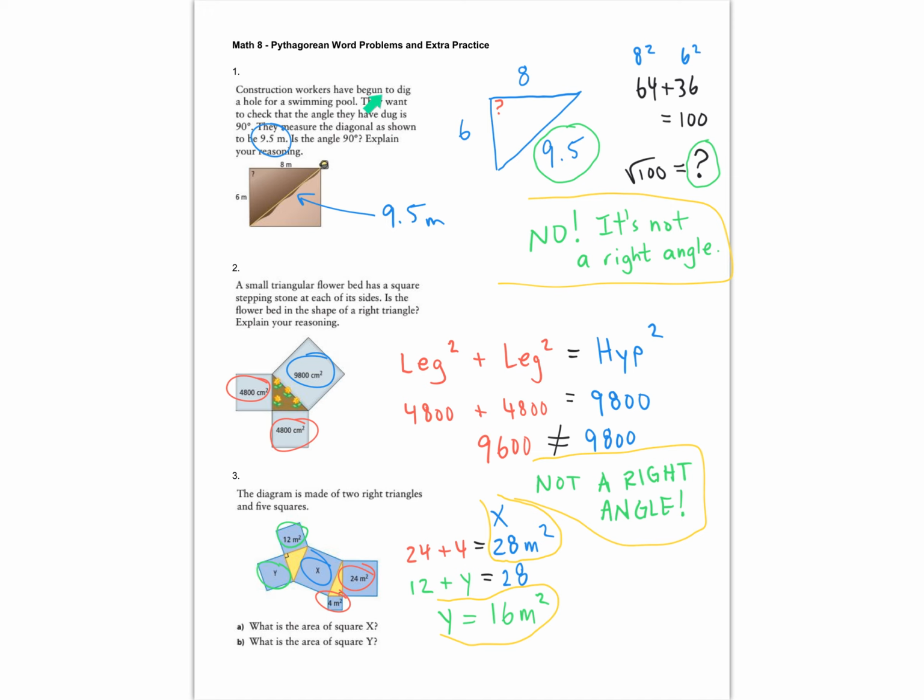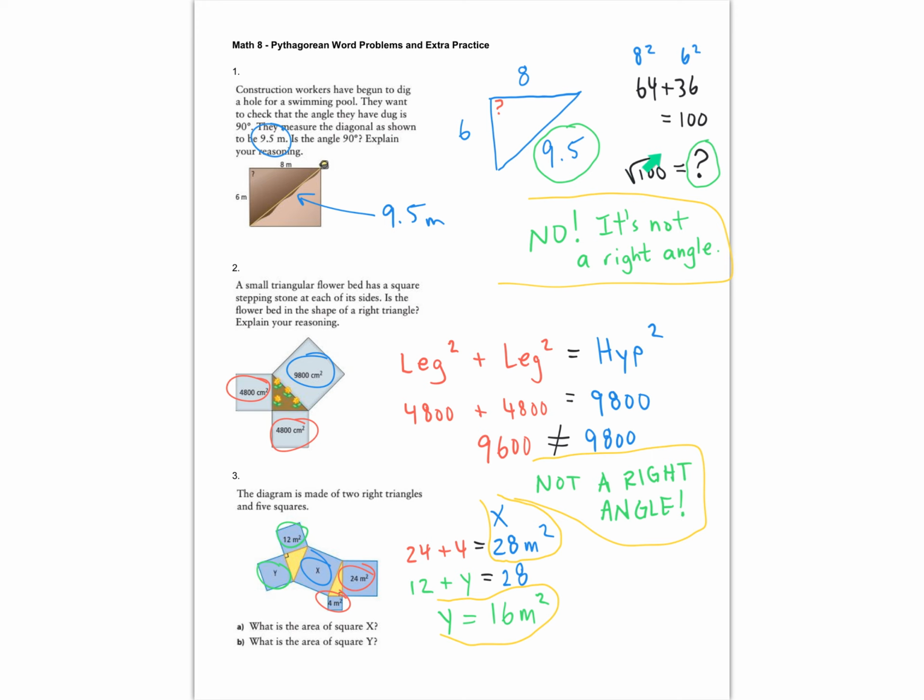Alright, construction workers have begun to dig a hole for a swimming pool. They want to check to see if this is 90 degrees right here. Now, if it is 90 degrees, then the Pythagorean theorem has to hold true. In other words, this leg, 6 squared, plus 8 squared, has to equal the hypotenuse squared. And they told us it's 9.5. So 6 times 6, 8 times 8. We get 100 when we add those up. 64 plus 36 is 100.